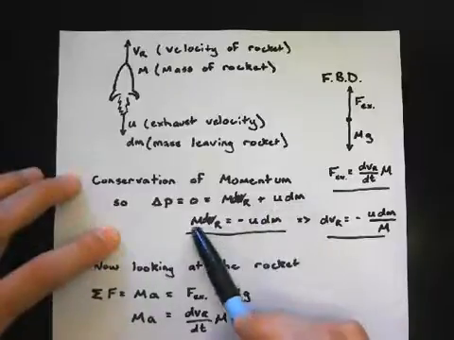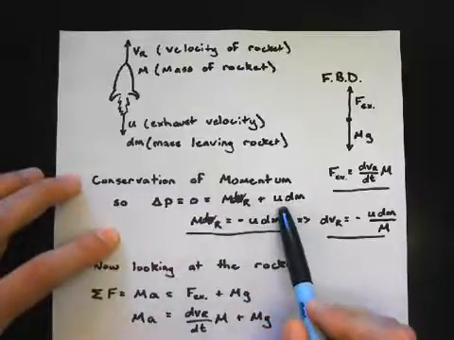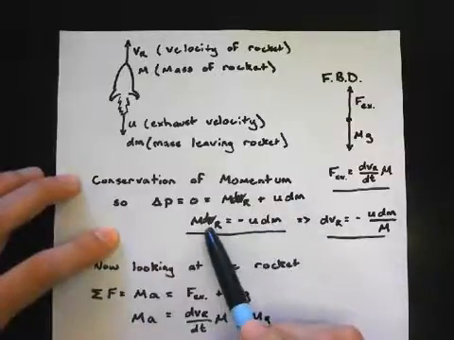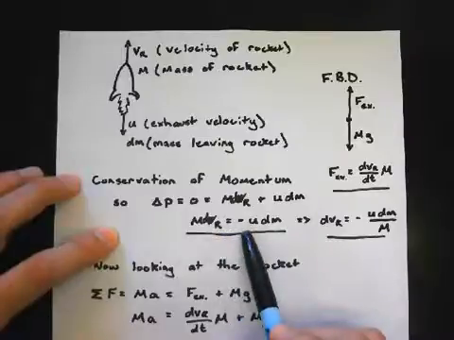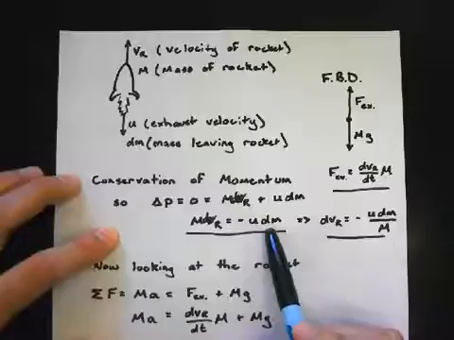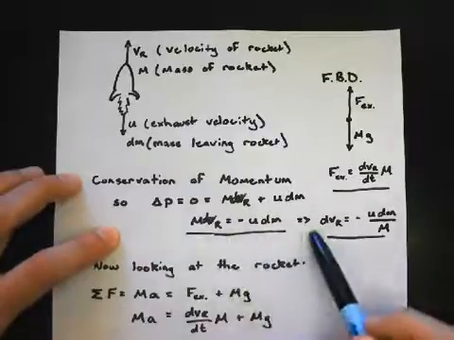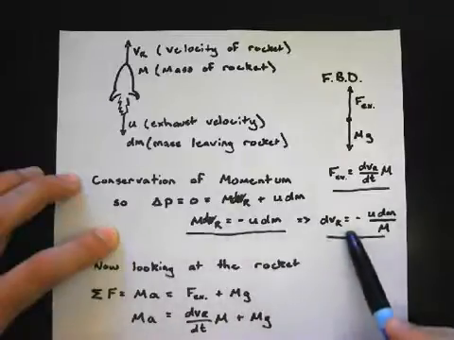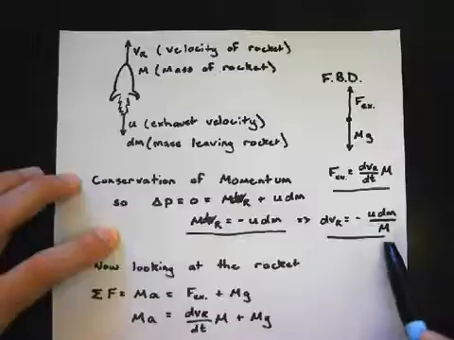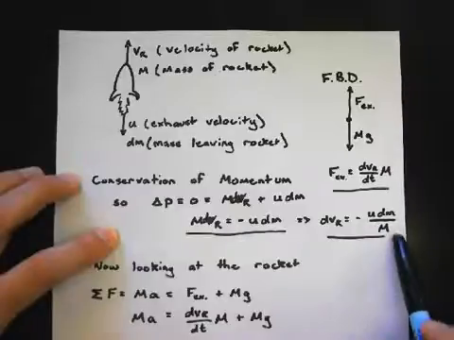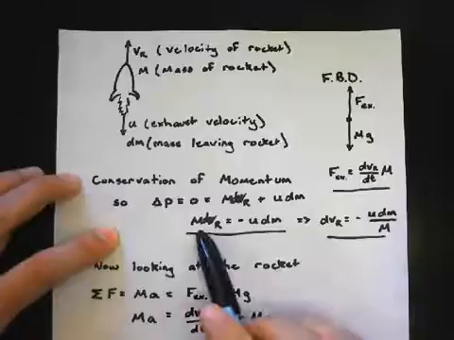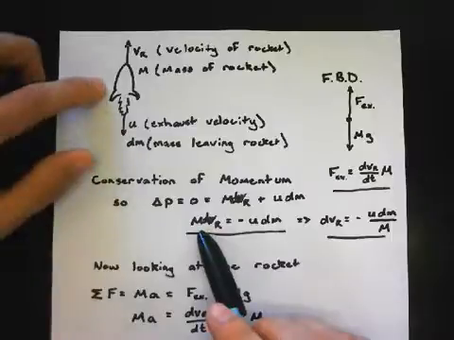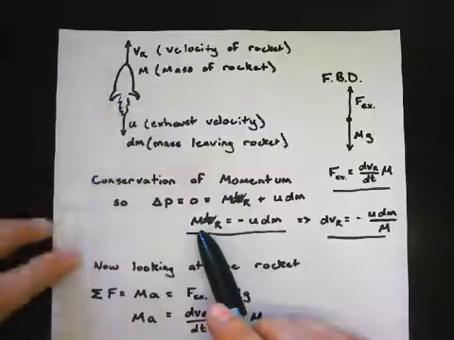So solving, I subtracted u dm to one side to get mass times dvr equals negative u times dm. And solving for dvr, we get dvr equals negative u dm over m. And remember that m is changing throughout the rocket's flight because it's continuously losing mass.